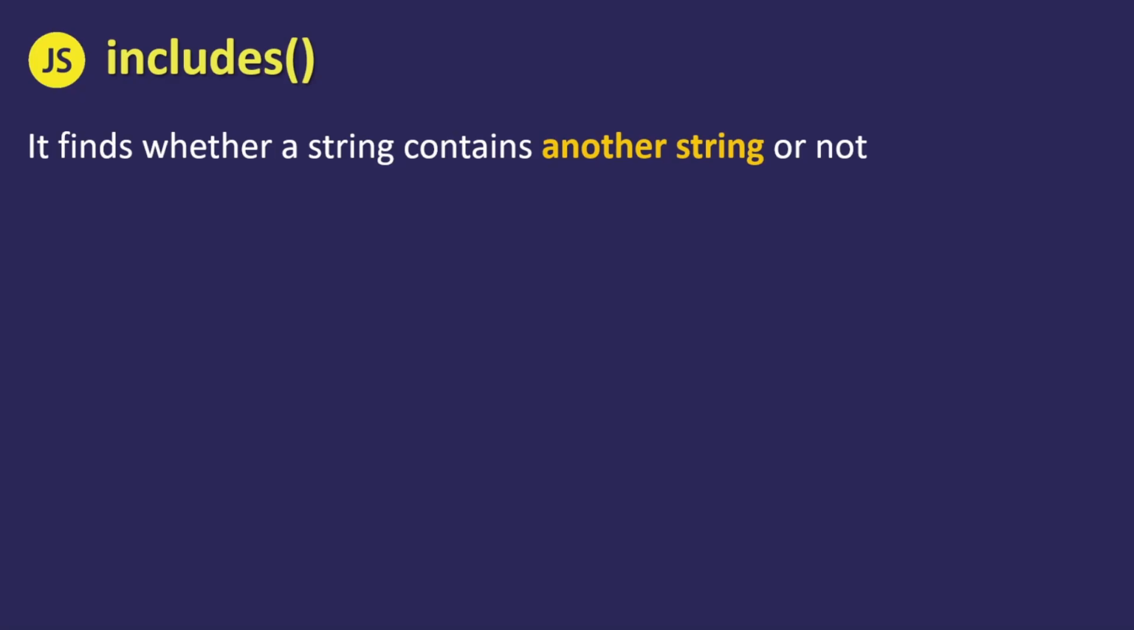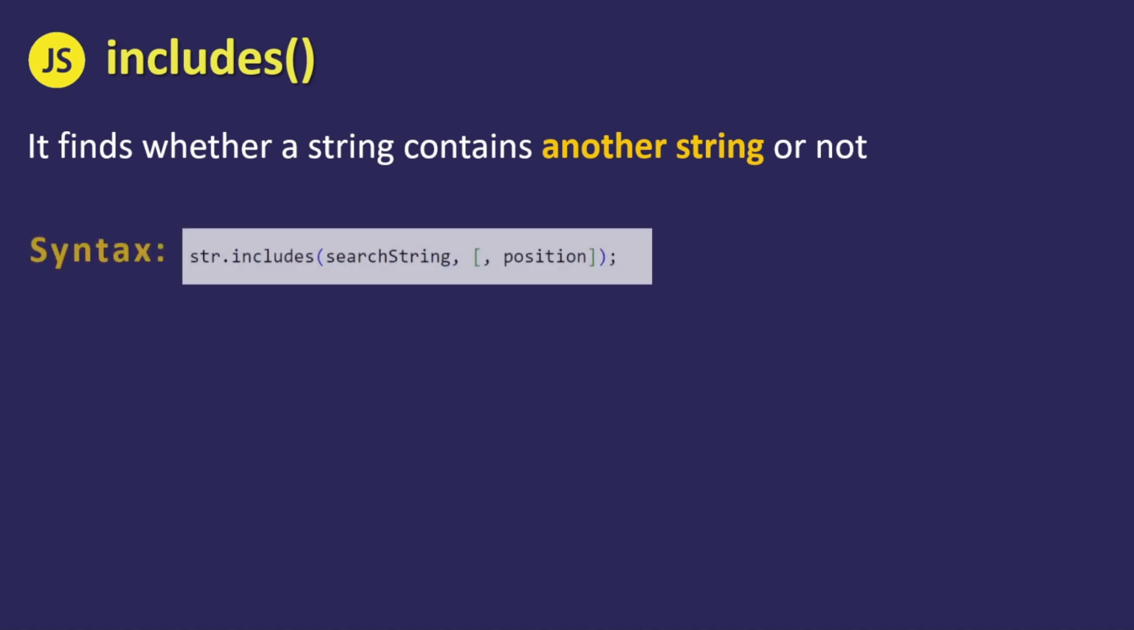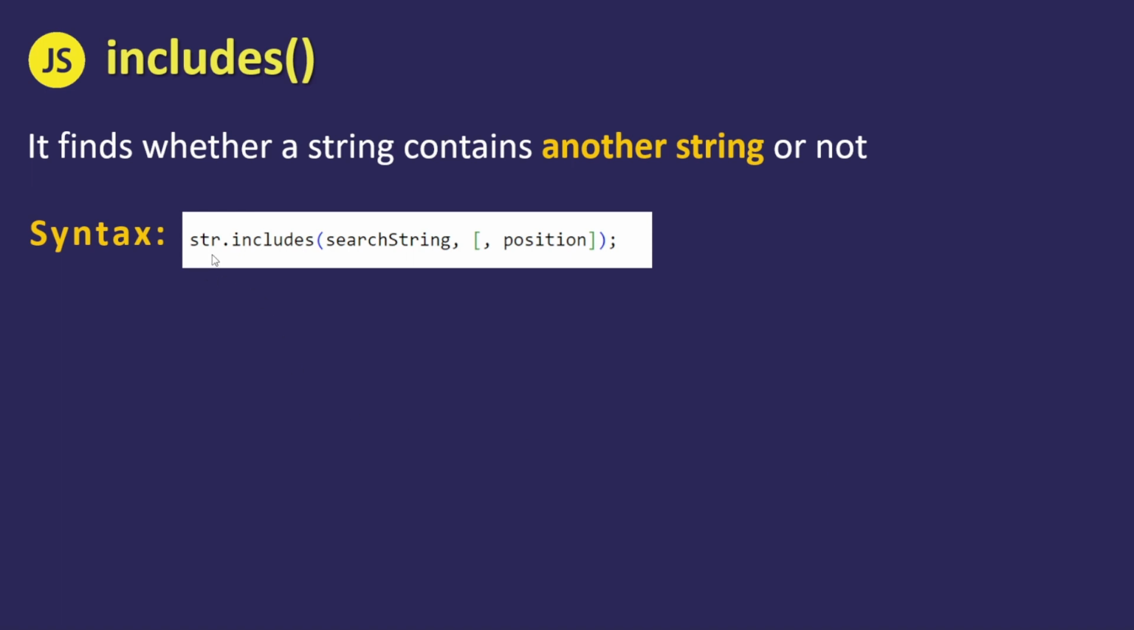Now we have an includes method. The includes method finds out whether the given string contains another string or not. If you take the syntax here, str is the given string in which we have to find whether the search string is part of str or not. It takes an input as a search string, and an optional parameter that we call position, from where it has to start searching.